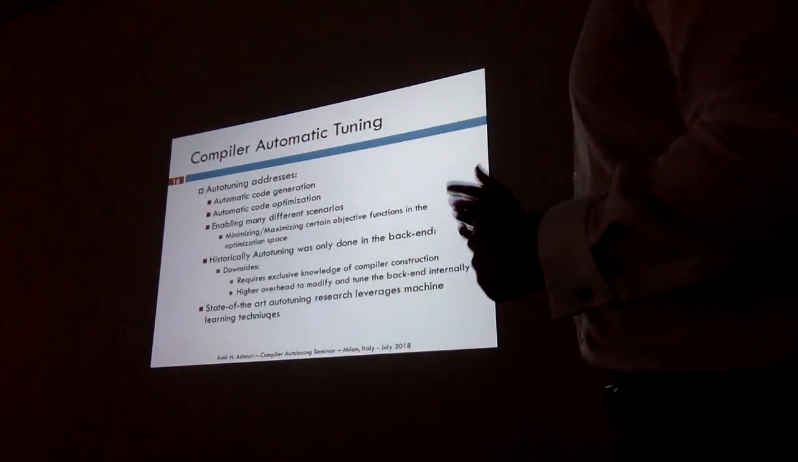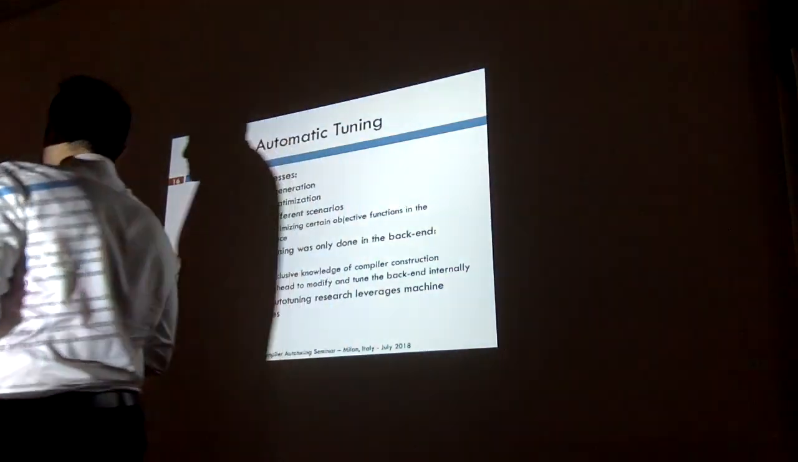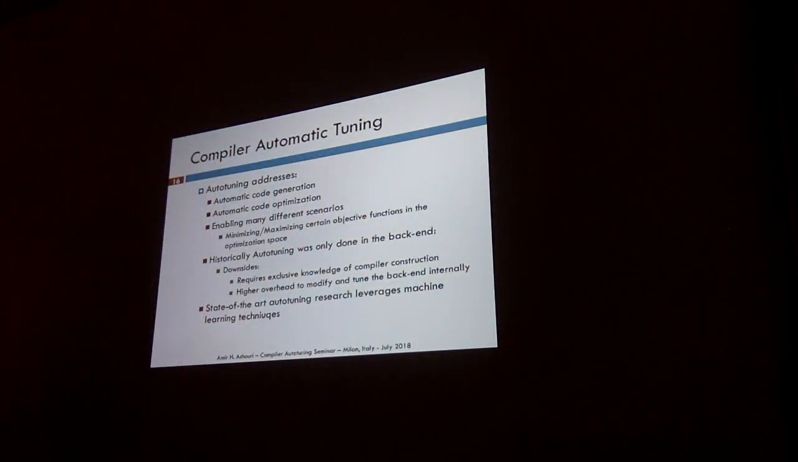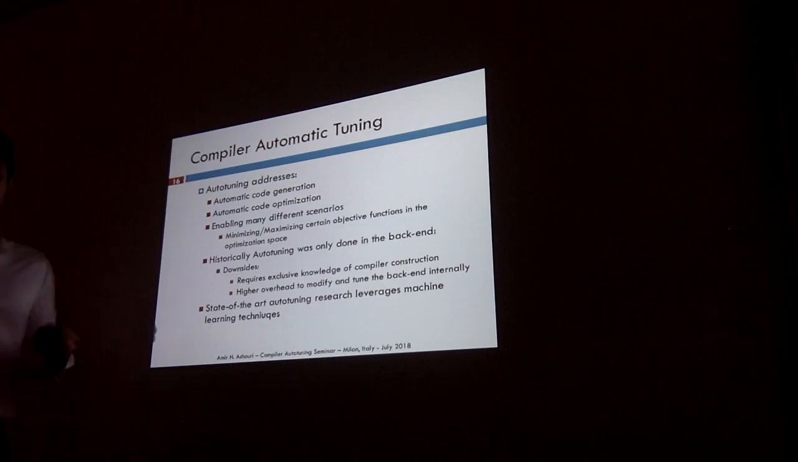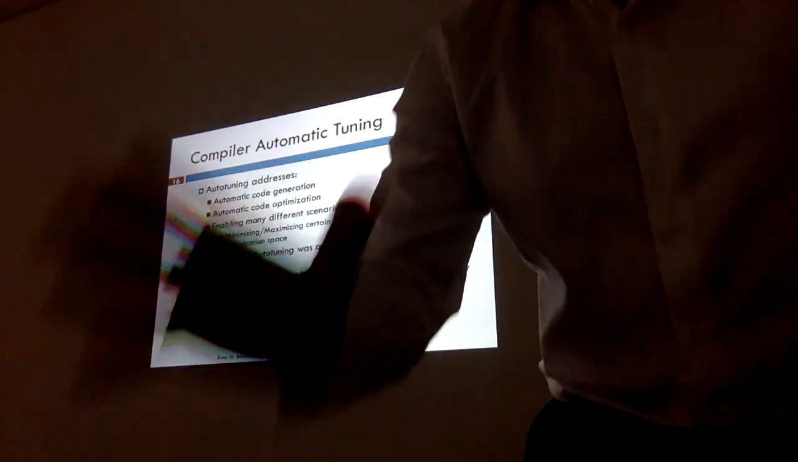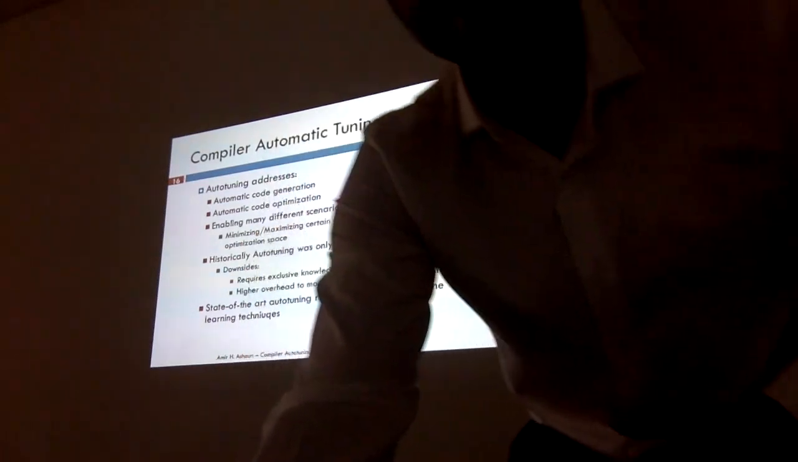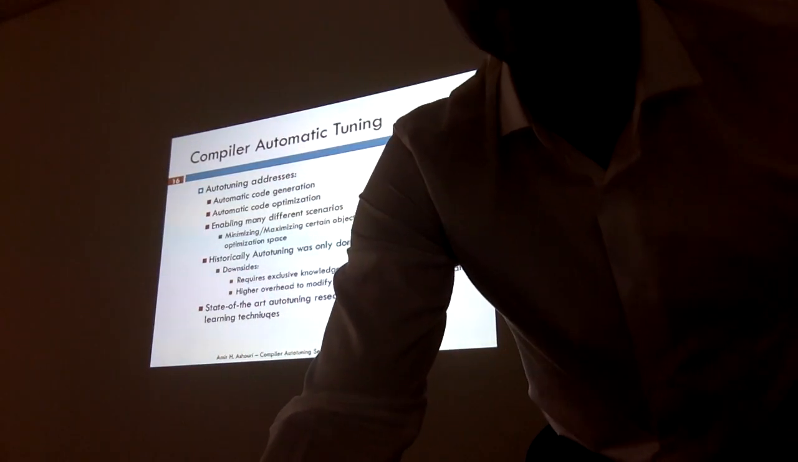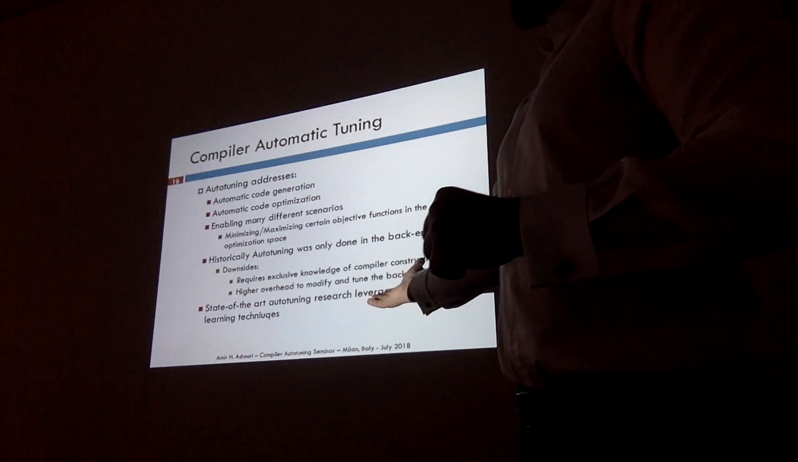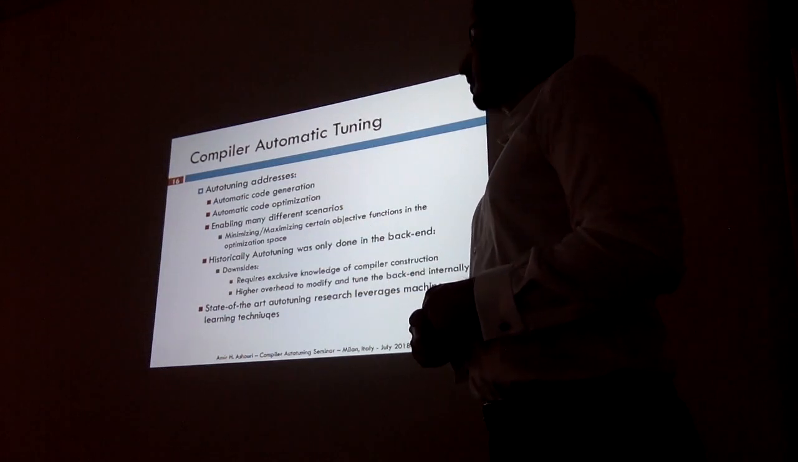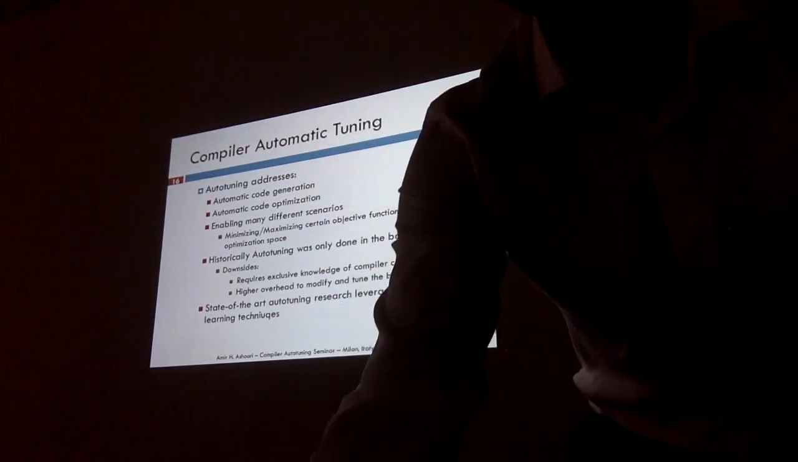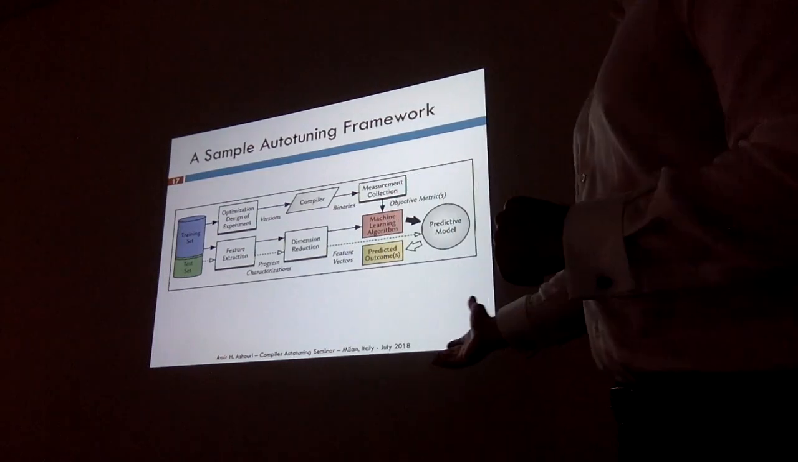All right, let's just have a quick definition of autotuning. Autotuning stands for automatic tuning, and it's going to address the automatic code generation and code optimization, while enabling different scenarios. So for instance, we are trying to maximize the performance and minimize the cost. It could be power, it could be area, it could be energy consumption. And the state-of-the-art autotuning for the past 20 years is leveraging machine learning techniques in order to come up with a solution.